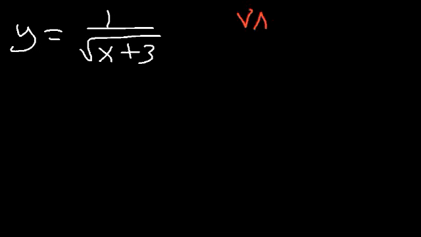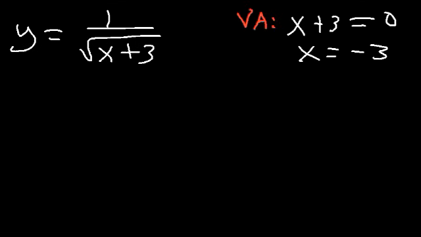Now what if you have a rational function but with a square root? Let's say 1 over square root x plus 3. How would you graph it? So to find the vertical asymptote, it's going to be the same. x plus 3 cannot equal 0. Or we'll set it to 0. So the vertical asymptote is negative 3.